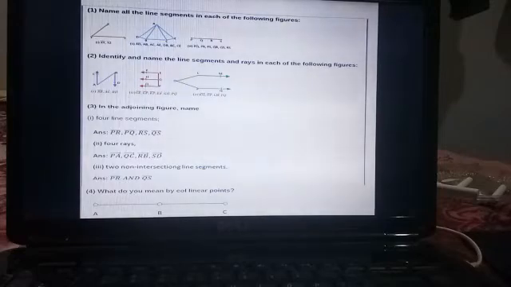In the third question, in the adjoining figure, name 4 line segments. So you can see here the parts are different, names are there. You can find out them. It's an easy exercise.